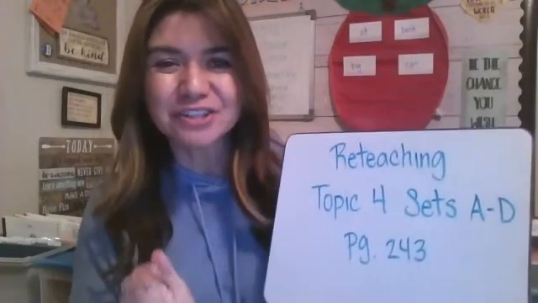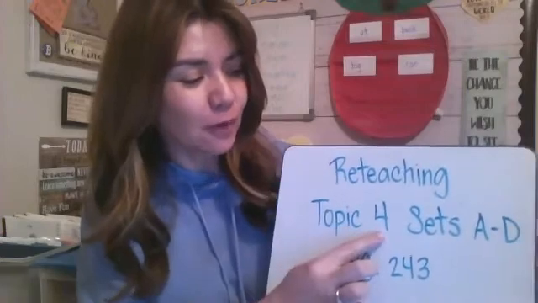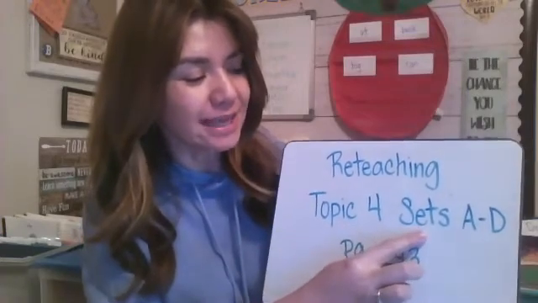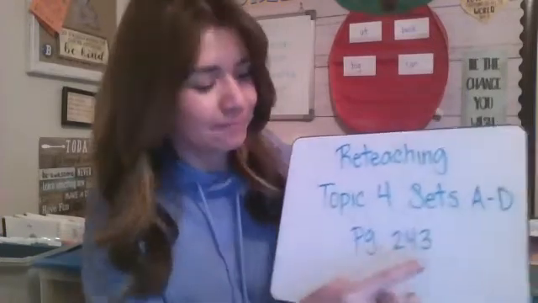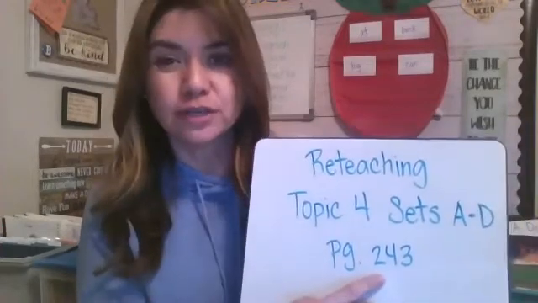We're at the end of our topic, which is super exciting. We're at the end of topic 4 specifically, and we're going to be looking at sets A through D today. If you can please turn your page to page 243, that's where we're going to get started. I'm going to go ahead and share my workspace with you, and we're going to get started here.